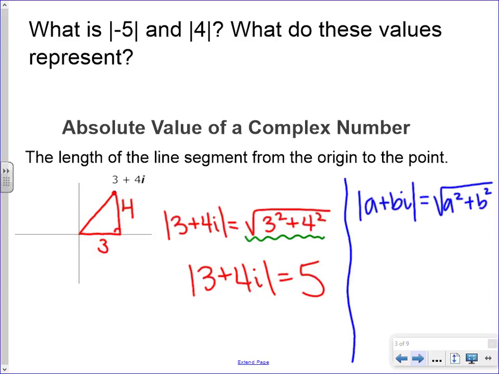So what I would like you to do for me is find the absolute value of negative 5 plus 2i. When you have it written down, check it with your neighbors. You can leave it in radical form.